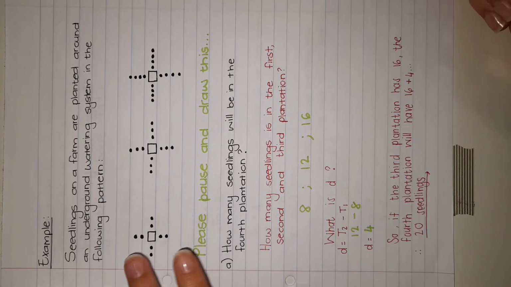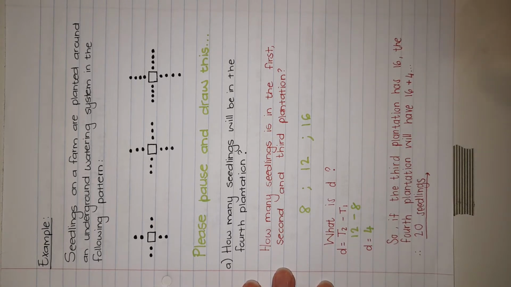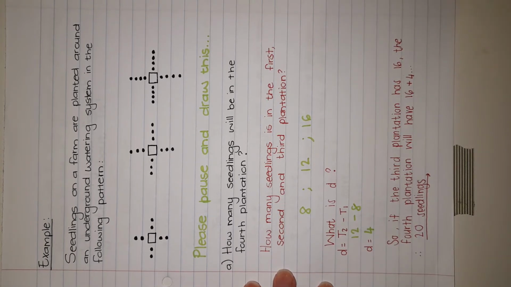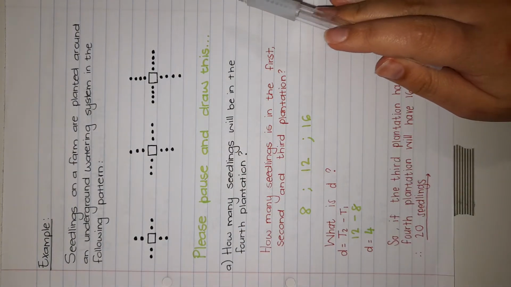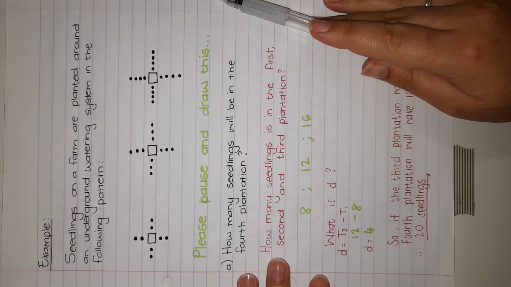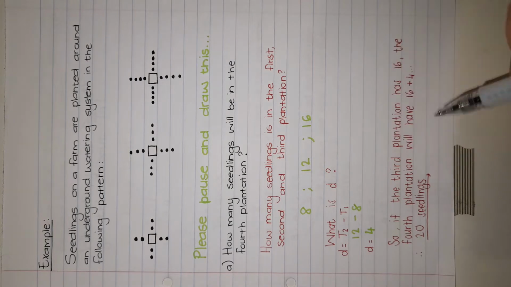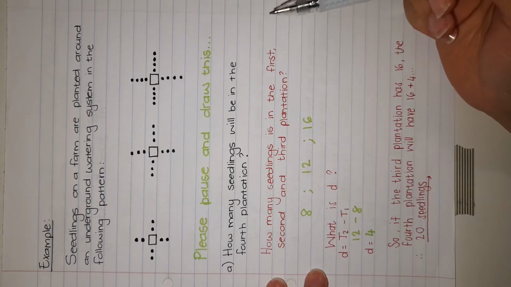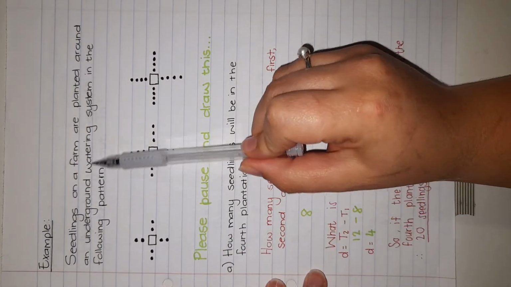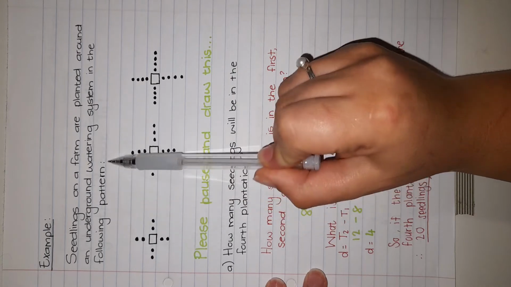So example 1. Through this example, we're going to work through everything I just said. So don't worry too much, but for this one, please pause for a second. Write it down, make notes of it. I want you to work with me through this. So pause, write down. Now, our example: seedlings on a farm are planted around an underground watering system in the following pattern.